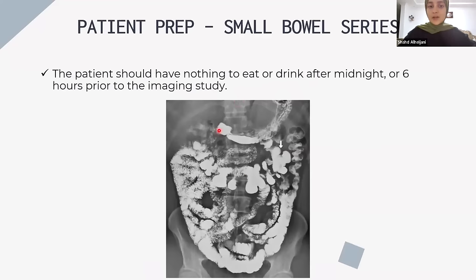Small bowel series. The patient should have nothing to eat or drink again after midnight or 6 hours prior to the imaging study. And this is what you see in the small bowel series. Again, you can see the small bowel, any narrowing will show, any obstruction, and so on.